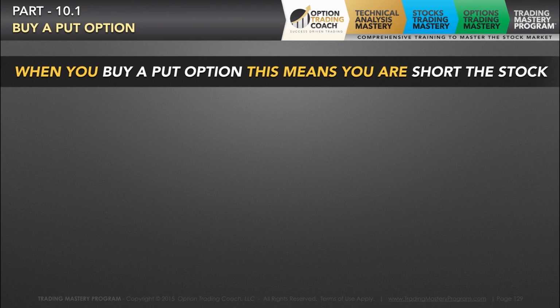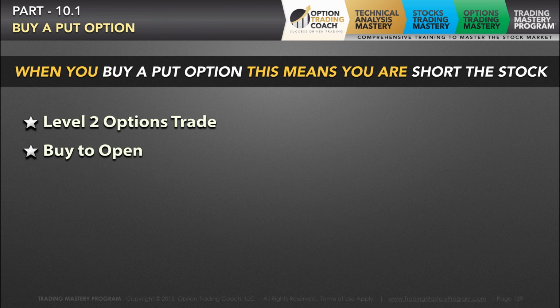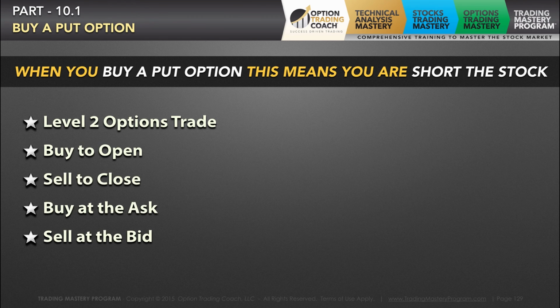When you buy a put option, this means you are short the stock, or bearish, and you think it's going lower. You want to buy to open and sell to close. You're going to learn how to buy and sell at the theoretical mid price to get the fair, most accurate price on that current contract.